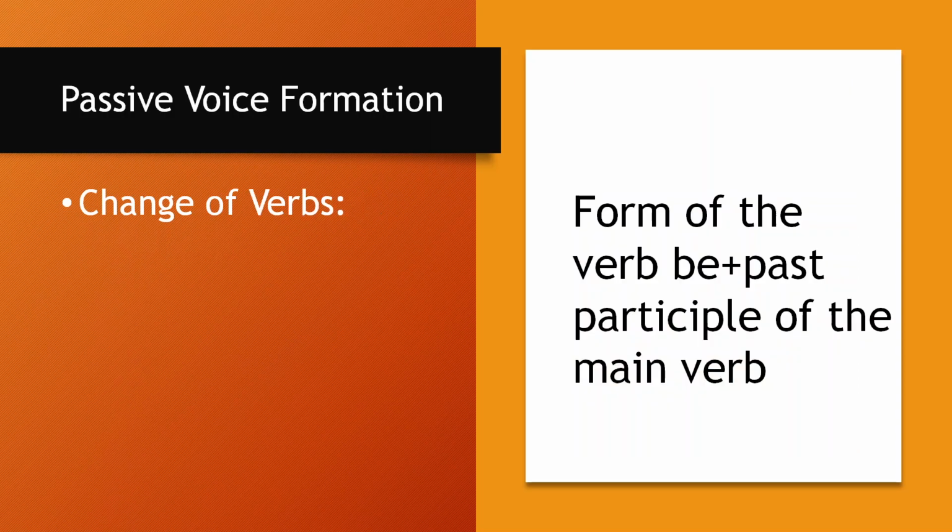The second change is the change of verbs in passive voice. Now this is the structure of the verb in passive voice. Remember that the verb in the passive voice always comprises a form of the verb be and the past participle of the main verb. The form of the verb be and the helping verb, if any, indicate the tense of the sentence.